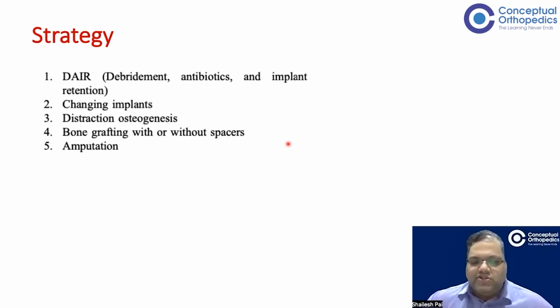It has to be one amongst these 5, right? So there is something called DAIR. DAIR means we debride, give antibiotics, and retain the implant. IR is implant retention. That is the DAIR strategy. The second one is we can exchange the implant. Okay, so remove a particular implant and put in one other implant.